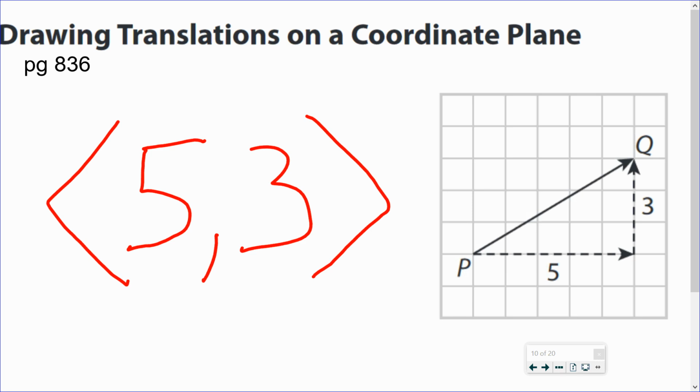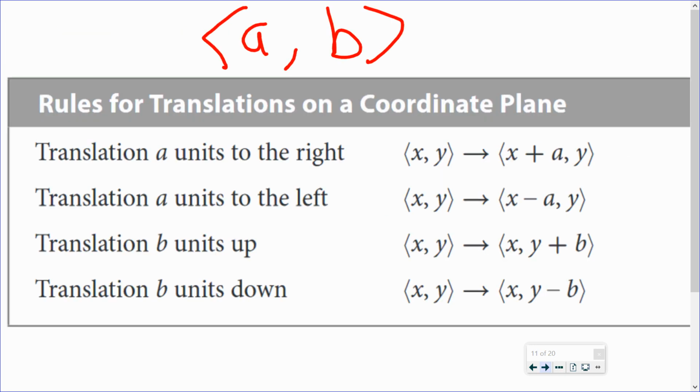So here's the vector. The vector is from P to Q here, and you can see it's going to the right 5 and then going up 3. So on the left side, we have the horizontal translation 5, and then on the right side here, we have the vertical translation 3. The amount that you're going to move is indicated with A and B in this example.